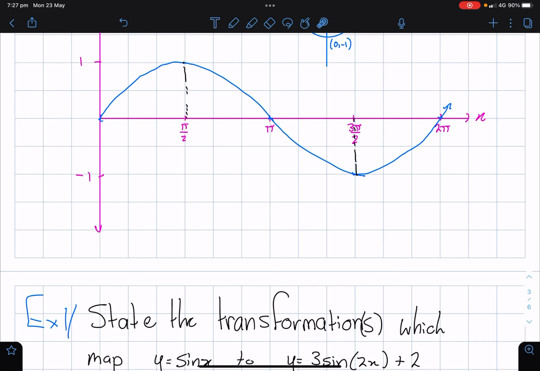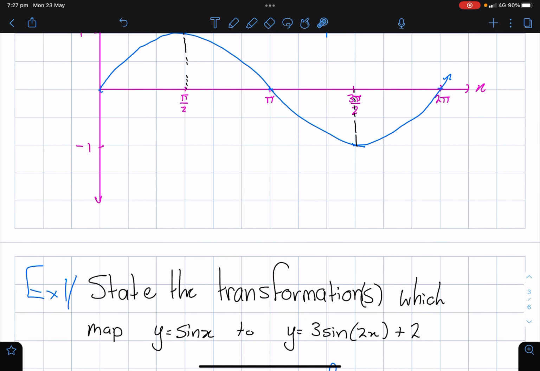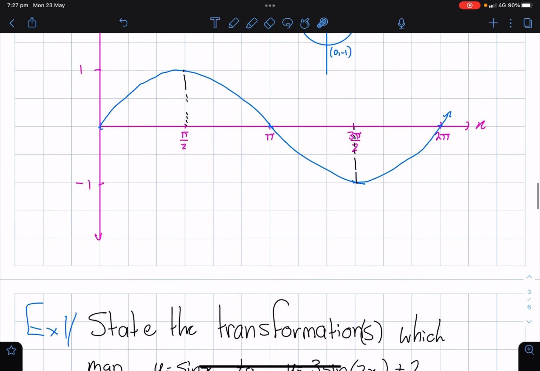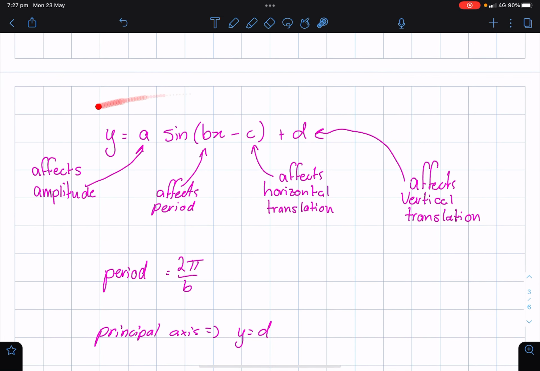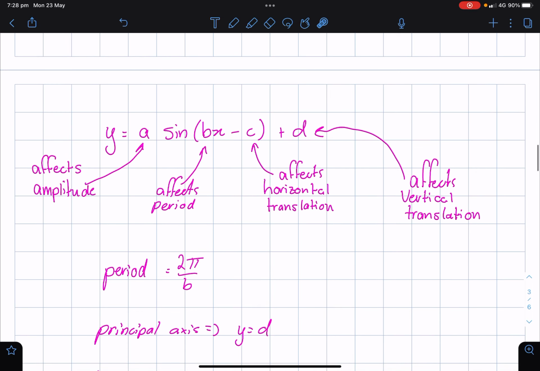One thing I'll get you to do is state the transformation or transformations which occur. In this case, state the transformations which map y equals sine x to y equals 3 times sine of 2x plus 2. I want you to break it down step by step. We know the A term is being altered, the B term is altered, we don't have a C term in this one, and we have a D term. Going back up to our general function to see what affects what: A is the amplitude, B the period, and D the vertical translation.